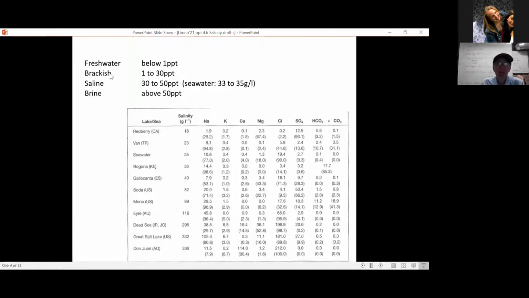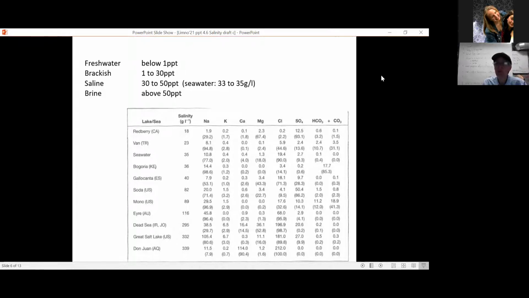In between, slightly saline is the term brackish. Saline, that's salt water, and then brine. So saline is, you know, seawater fits in the saline range. Most saline lakes fit in the saline range, 30 to 50. Slightly salty, that's brackish. Very salty is 50.